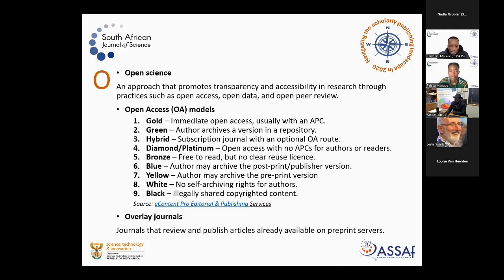Blue, when the author may archive the post-print publisher version. And yellow, an author may archive the preprint version. White, where there's no self-archiving right for authors. And black, which is illegally shared copyrighted content. Overlay journals are journals that review and publish articles already available on preprint servers.